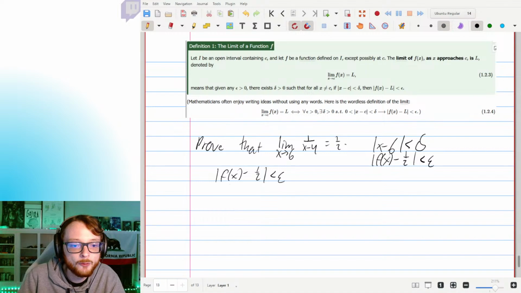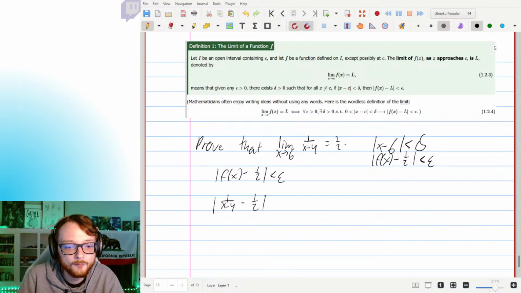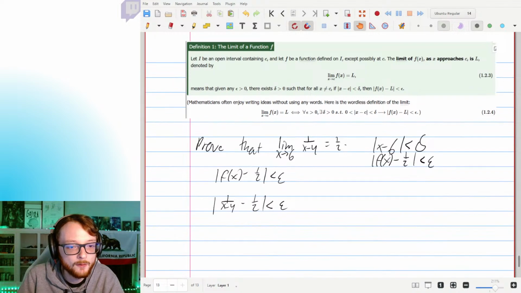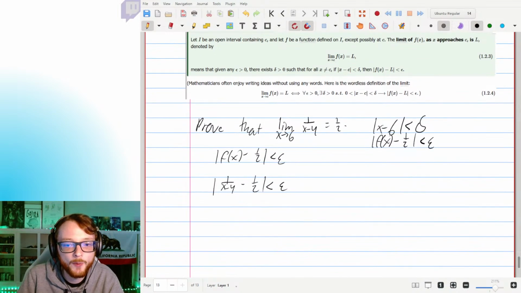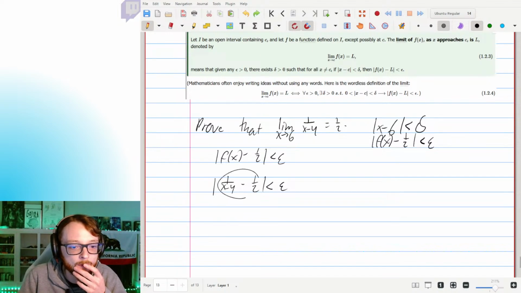So the first thing we should do is plug in our f of x. It's 1 over x minus 4. And then we're still just playing around with it. We're hoping to find an absolute value of x minus 6 somewhere in here so we can involve delta. So we can get a common denominator for these two numbers.